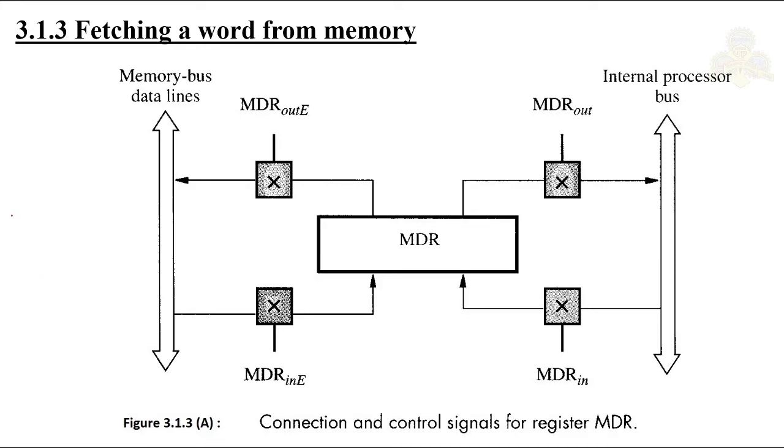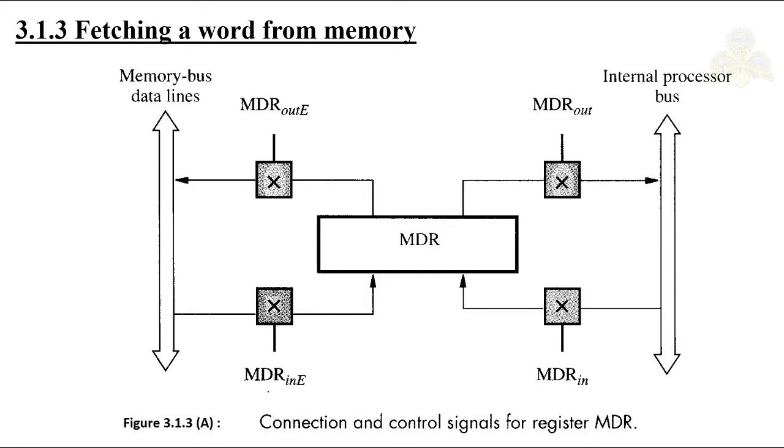First we'll study these control signals. Now this is MDR, the memory data register. It is connected to the internal processor bus via these two switches, MDR in and MDR out. Now MDR in, what does it specify? Whenever this switch is active, the content from the internal processor bus is transferred to MDR. Whenever MDR out is enabled, or set to 1, the content of the MDR will be transferred to the internal processor bus.